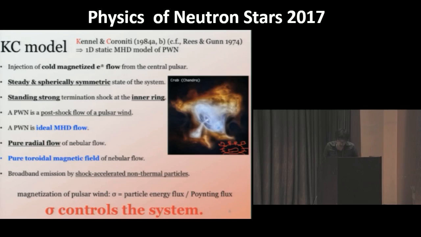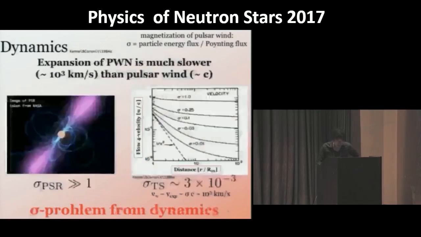Okay. So there are only a few parameters to control the system, and the most important parameter is the magnetization parameter sigma. This is the energy flux ratio of the electromagnetic field and the particles in the upstream of the termination shock.